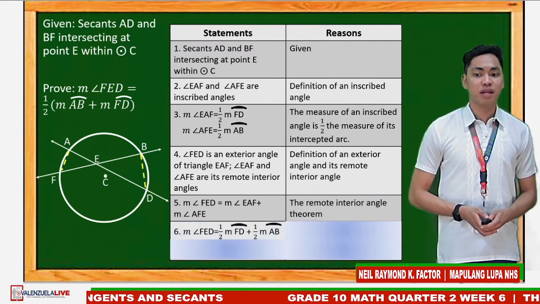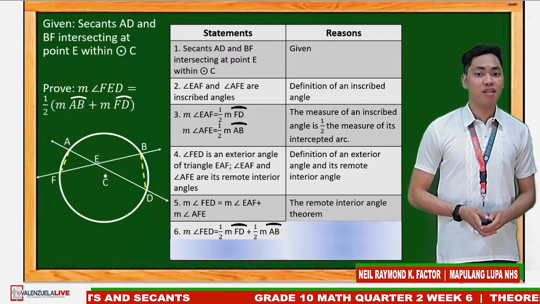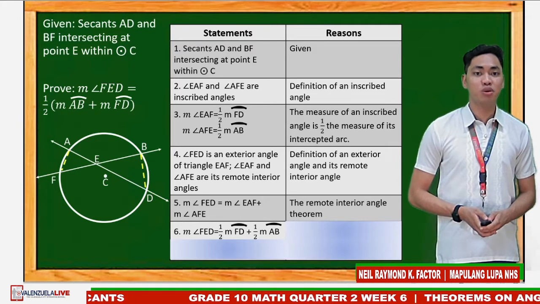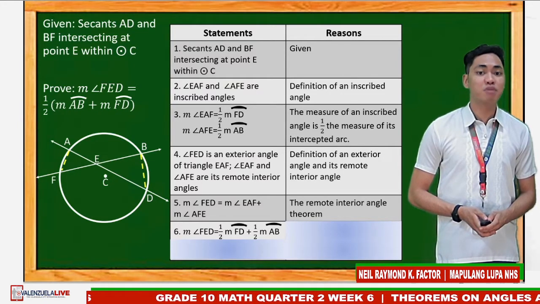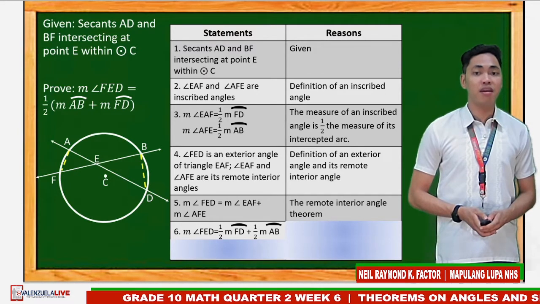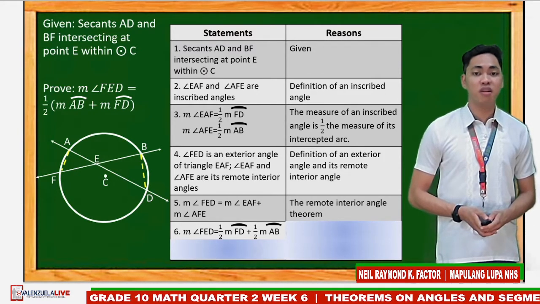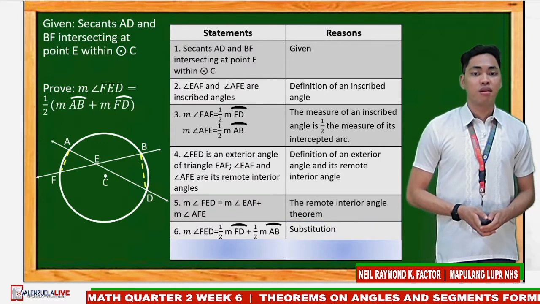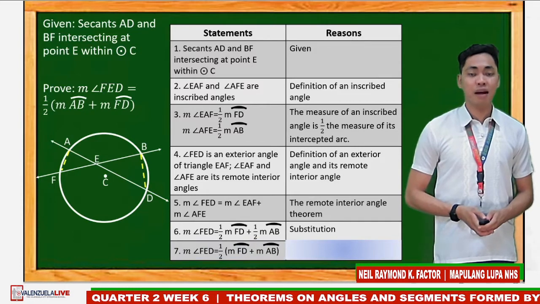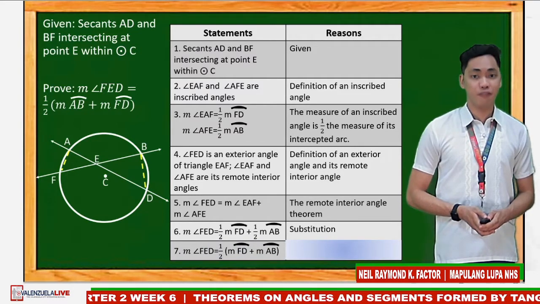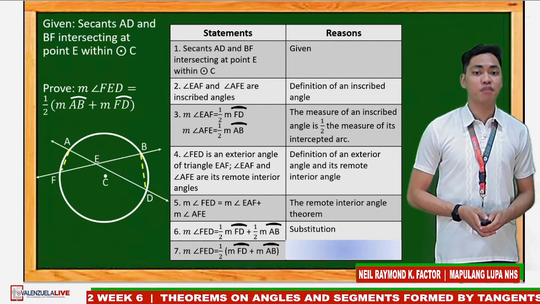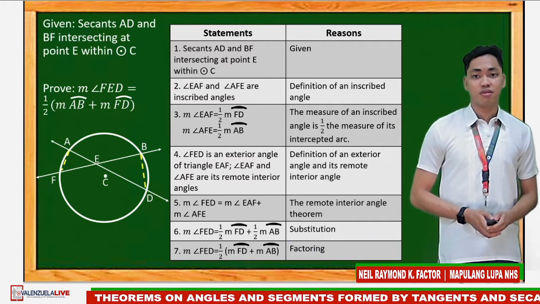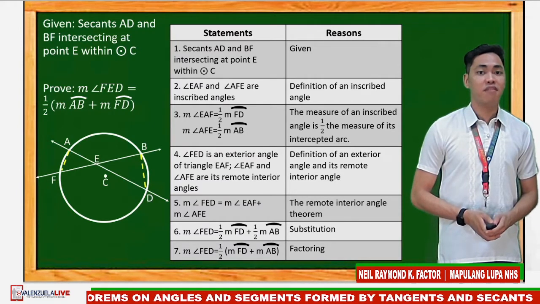Statement number 6. Measure of angle FED is equal to 1/2 the measure of arc FD plus 1/2 the measure of arc AB. This is by substitution from numbers 3 and 5. So the corresponding measures have been substituted. And last, for number 7, the measure of angle FED is equal to 1/2 the sum of the measures of arc FD and arc AB. And this is by factoring. So therefore, we have proven the given statement.